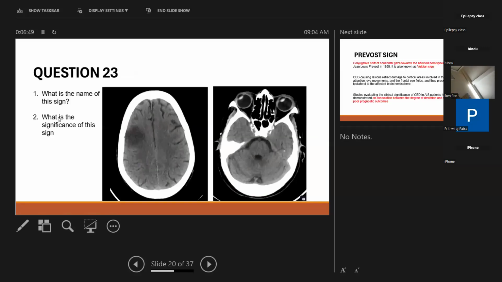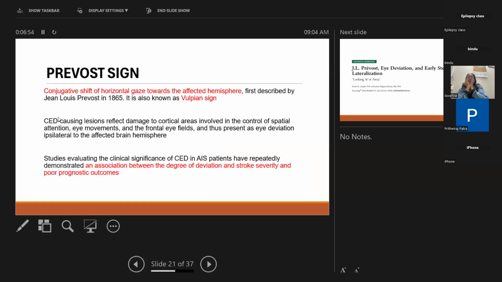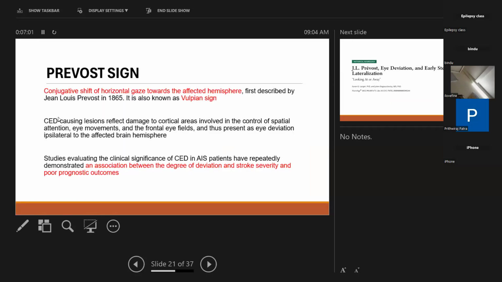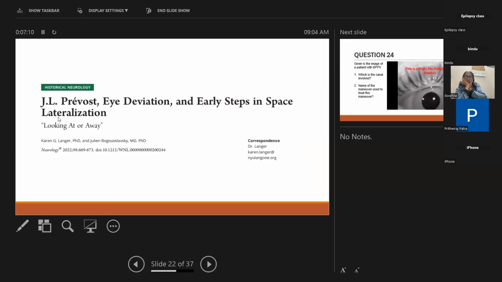Question number 23. What is this sign called? The patient is having a right MCA stroke and conjugate eye deviation. This sign is called Prevost sign. Deviated towards the side of the lesion. The significance is that the degree of deviation is associated with stroke severity and poor prognostic outcomes. All these are associated. This is given in Historical Neurology, Annals of Neurology 2022 edition.